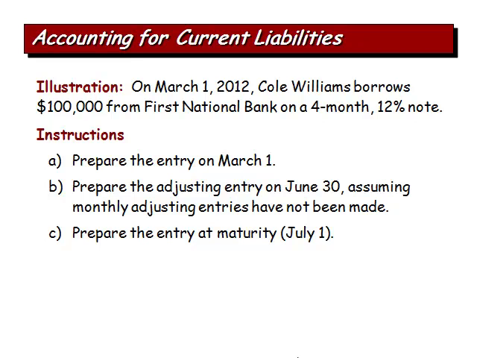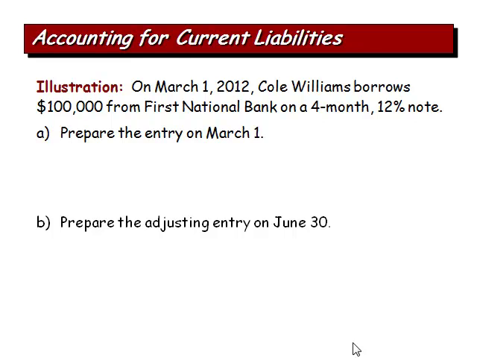So what they want us to do here is prepare the journal entry on March 1st and prepare adjusting entry on June 30th, assuming that monthly adjusting entries have not been made. We're just going to do the one adjusting entry. And then prepare the entry at maturity on July 1st, which would be the day after June 30th. So for the first part, it's debit cash $100,000, credit notes payable for $100,000.